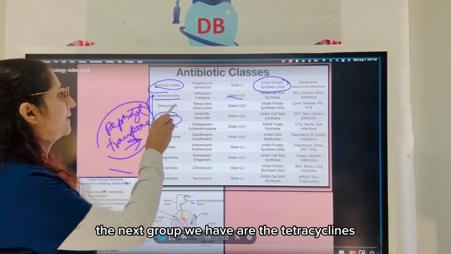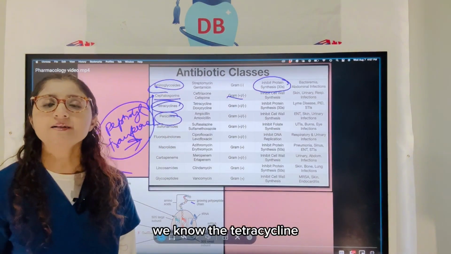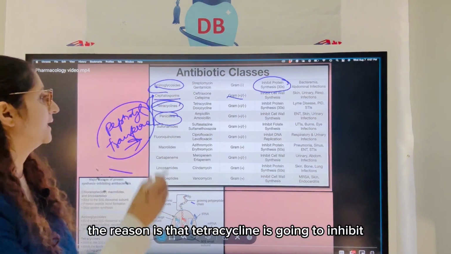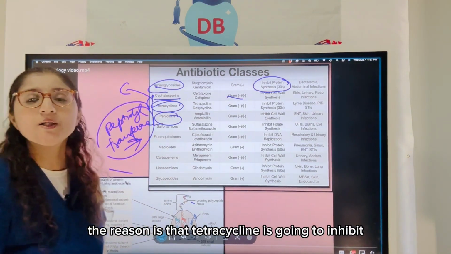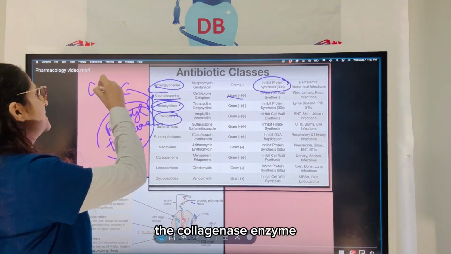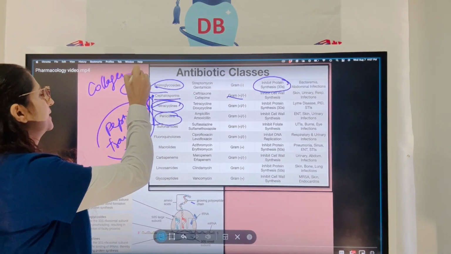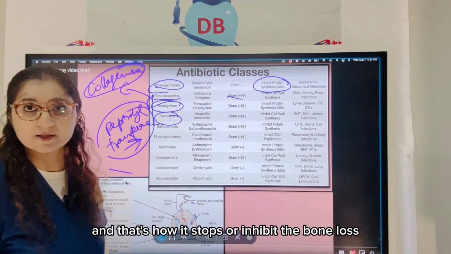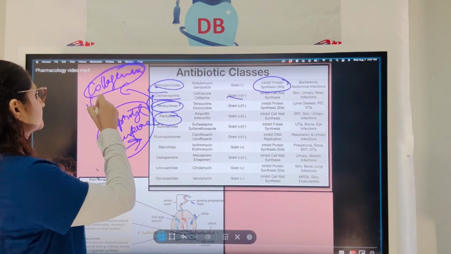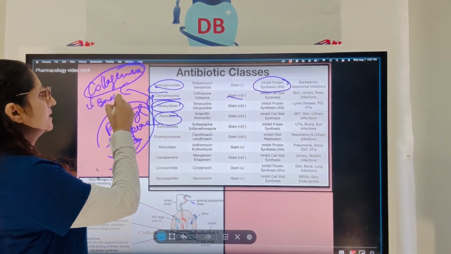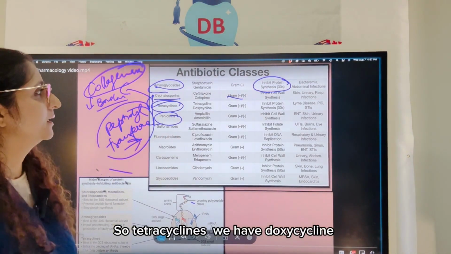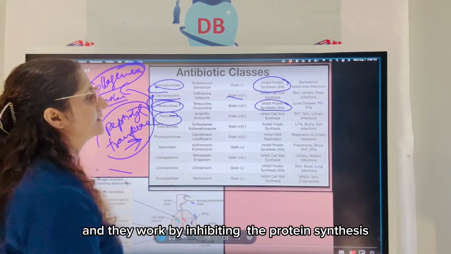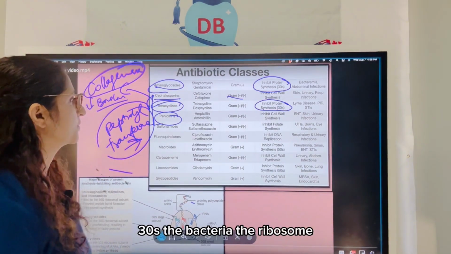The next group we have are the tetracyclines. We know that tetracyclines are used very much for perio conditions. The reason is that tetracycline inhibits the collagenase enzyme of the bacteria, and that's how it inhibits the bone loss in perio conditions. Among tetracyclines we have doxycycline, and they work by inhibiting protein synthesis at the 30S ribosome of the bacteria.